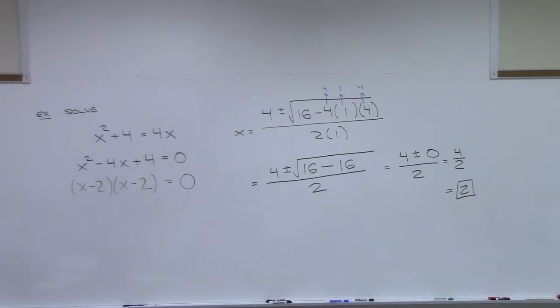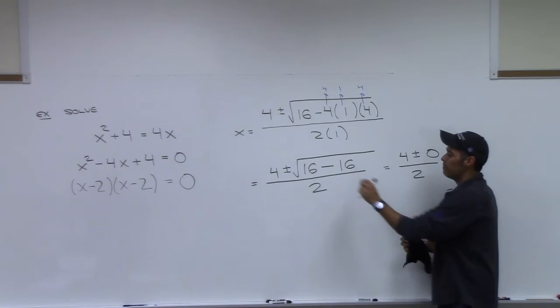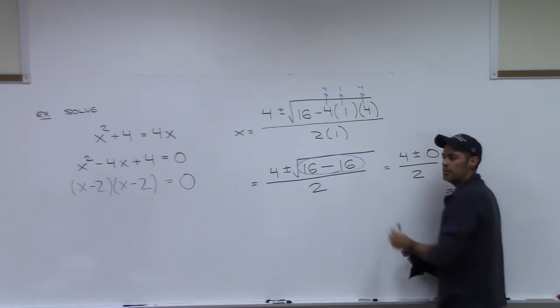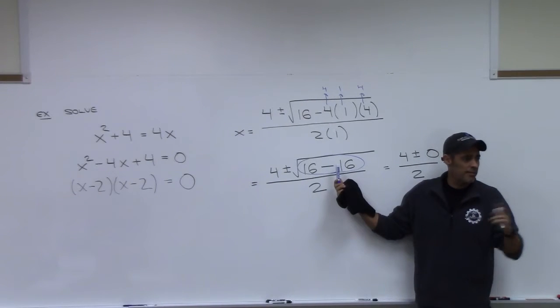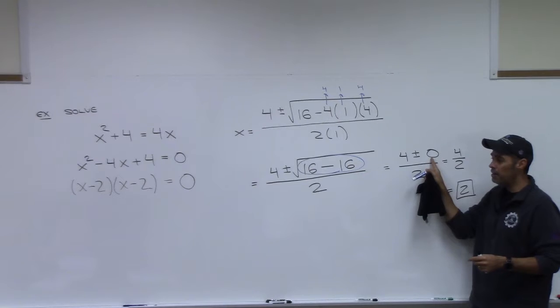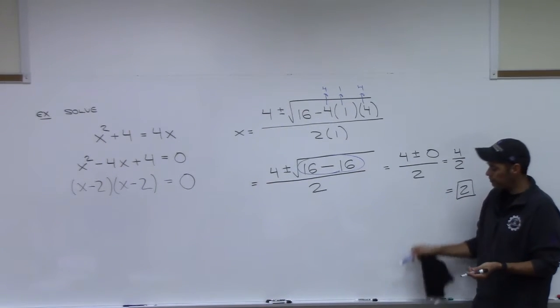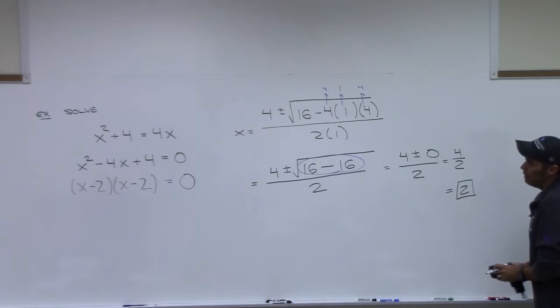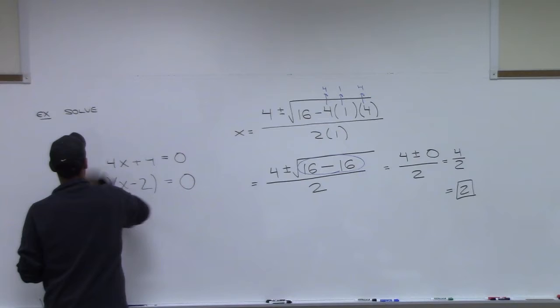Okay, questions on that? The key indicator that you're going to get one answer is any time that thing right there is 0. If the thing inside here is something other than 0, you have 2 answers, because then you'll have plus or minus something here, right? But if that's 0, then you're only going to have one result. All right, last example before we talk about something else.